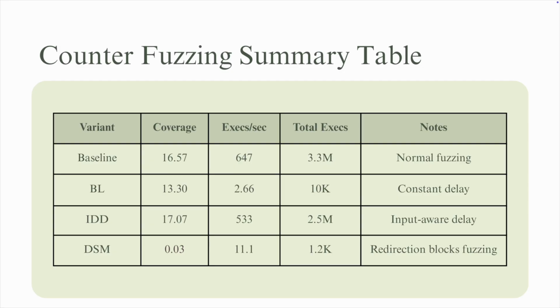DSM almost completely prevented fuzzing. It's the strongest defense, but also the most complex, with potential risks for stability or instrumentation. In short, the disruption level increases from BL to IDD to DSM, and so do the complexity and potential risks.